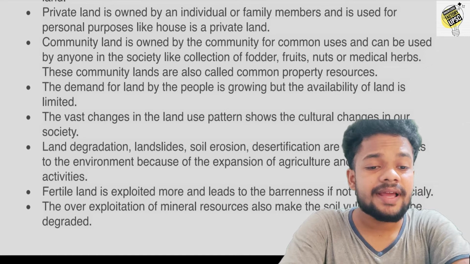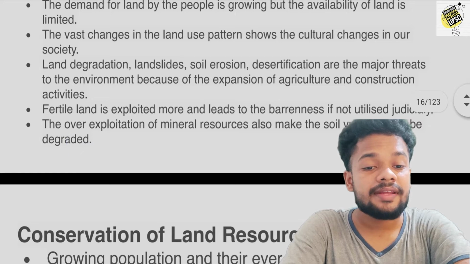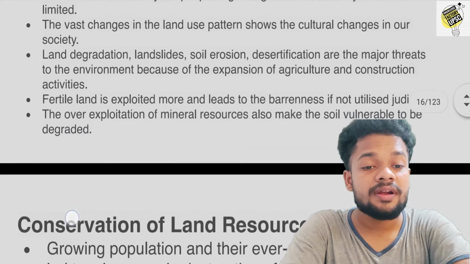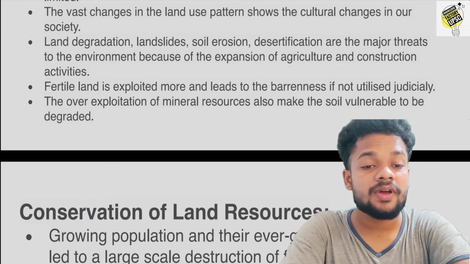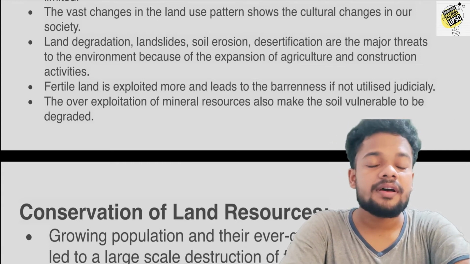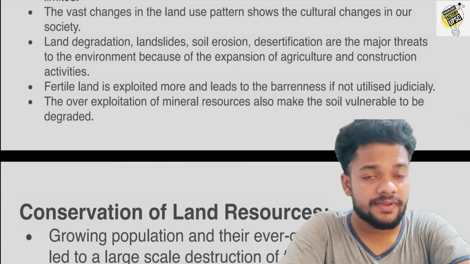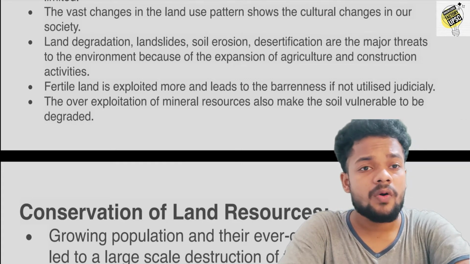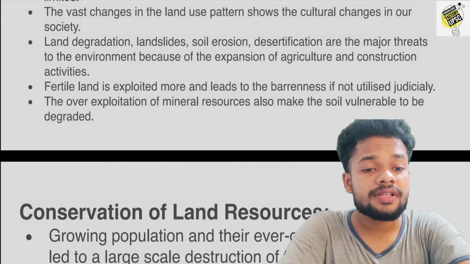Then the vast changes in the land use pattern show a cultural change in our society. Okay, and land degradation, landslides, soil erosion, deforestation and desertification are some of the major threats to the environment because of the expansion of agriculture and construction activities. So due to human interference, the fertility of the soil, the availability of the soil, or even the existence of the soil gets destroyed due to these bad factors such as deforestation, desertification, over construction, over development.